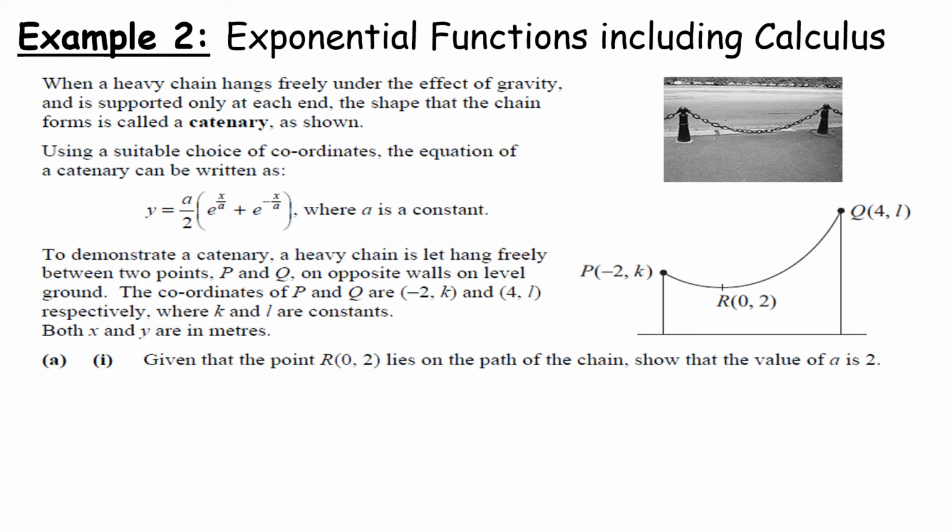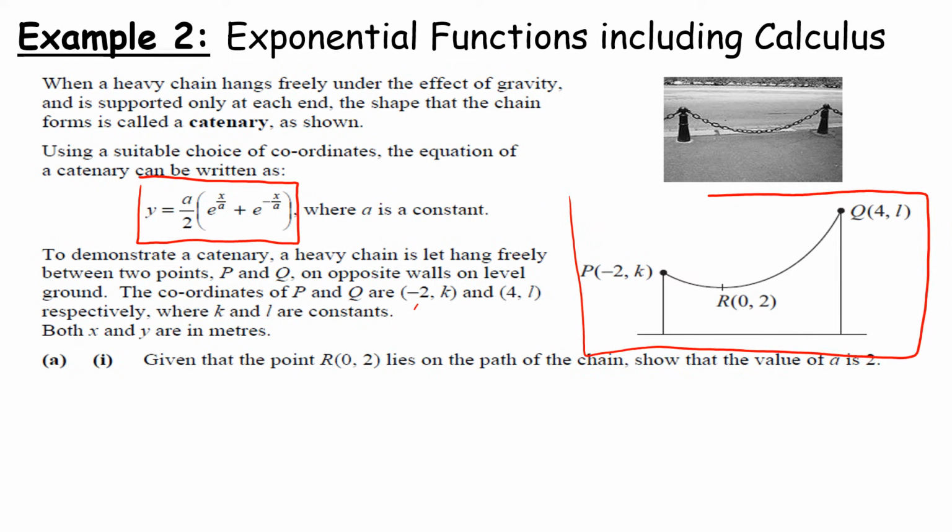So there's a huge amount going on here. But what we need to focus on are two things. The first is the formula, and the second is the diagram that is using a coordinate grid, even though that grid is not there. So part 1 asks us, given that the point (0, 2) lies on the path of the chain, show that the value of a is 2.